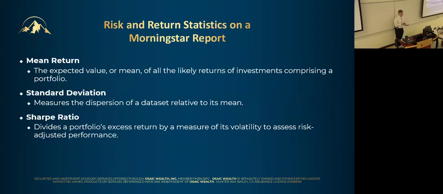So we've got three measurements up here. One is mean return, which is the expected value or mean or average of all the likely returns of investments comprising a portfolio. Usually this happens from just looking back on all the returns, averaging them out, and giving you that number. Then you've got standard deviation, which measures the dispersion of a data set relative to its mean. How far out do these different returns go? We'll explain these in more detail in just a second. And then Sharpe ratio is basically like alpha, but instead of using beta to measure the risk, you use standard deviation instead. So let's explain these a little bit more.